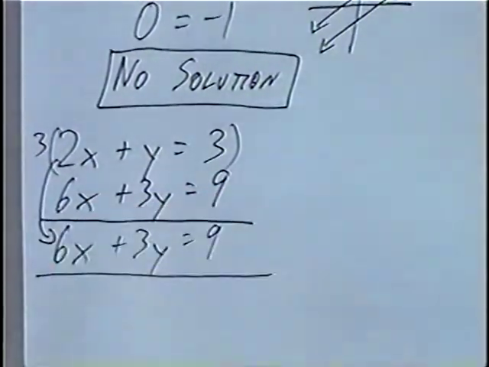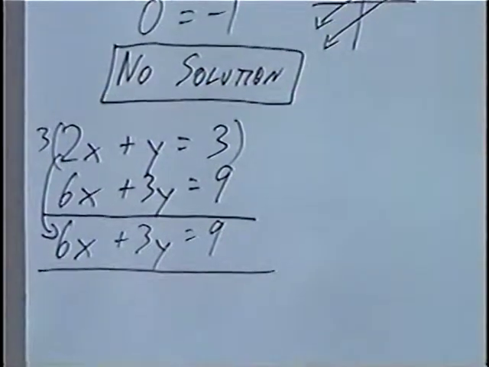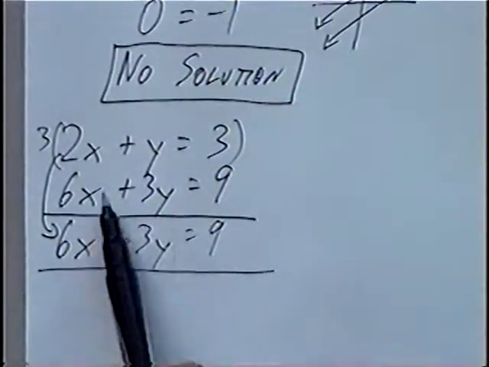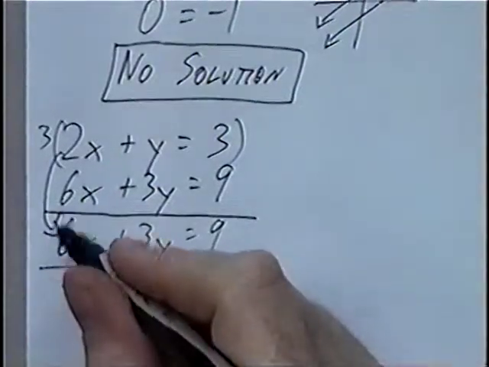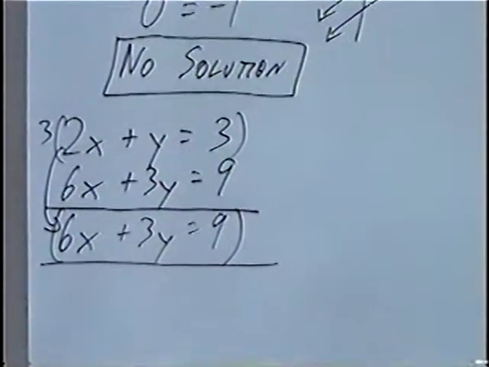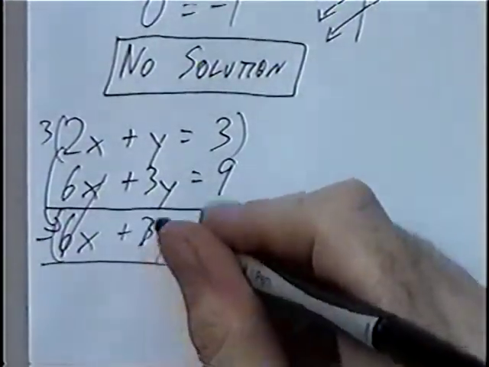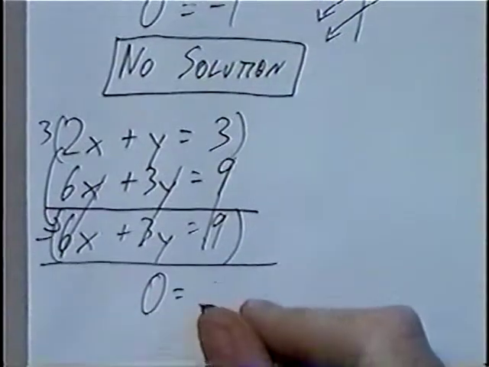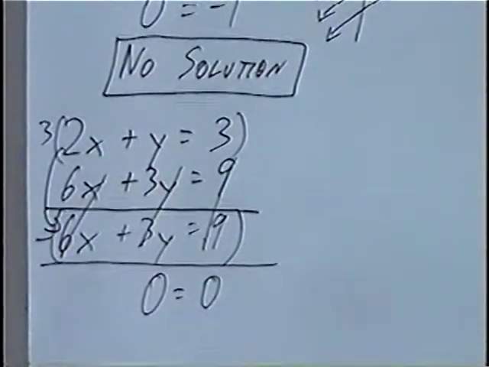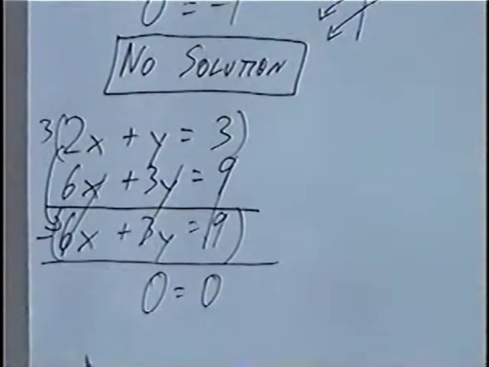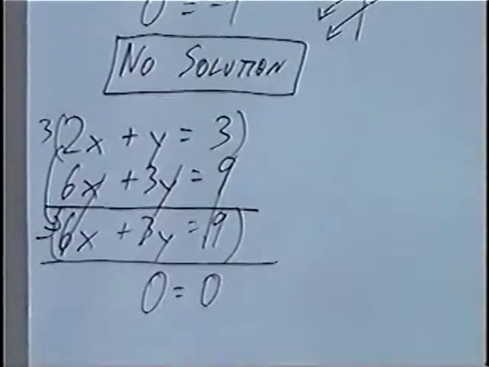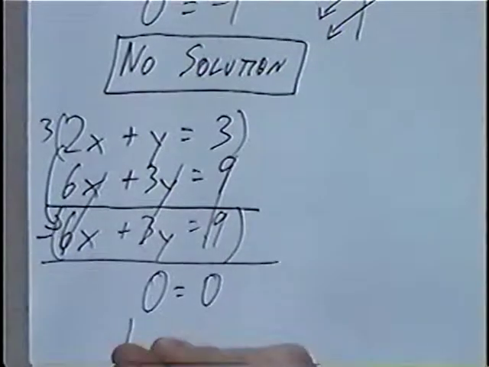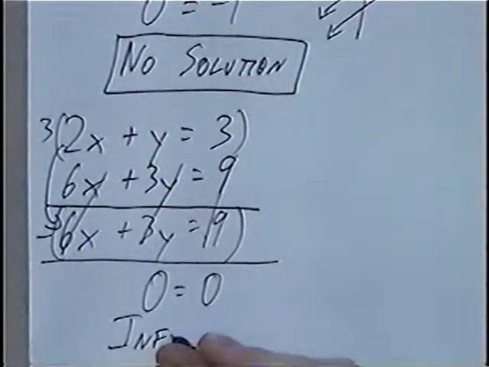When we multiply the first equation by 3 and compare it to the second equation, both equations are exactly the same. If you continue the elimination process, subtracting, the x's would cancel, the y's would cancel, and the 9's would cancel. So we'd be left with 0 equals 0. Similar to the other question, if all the variables cancel out, but you're left with a true statement, 0 is equal to 0, the answer would be infinite solutions.